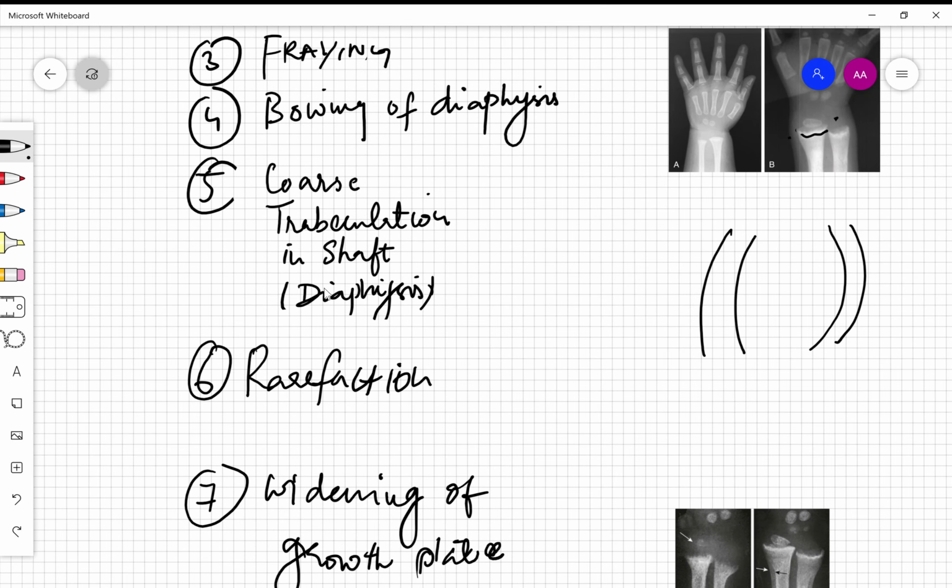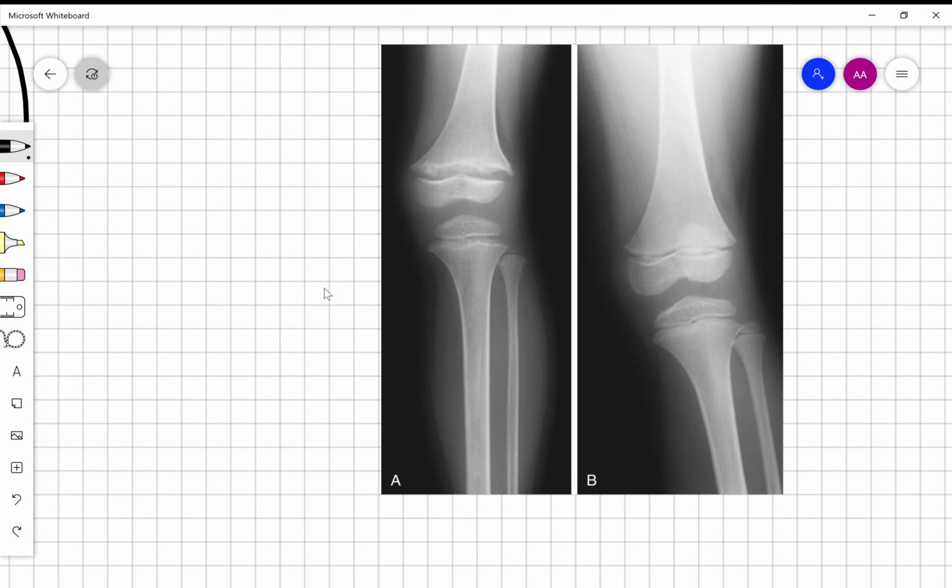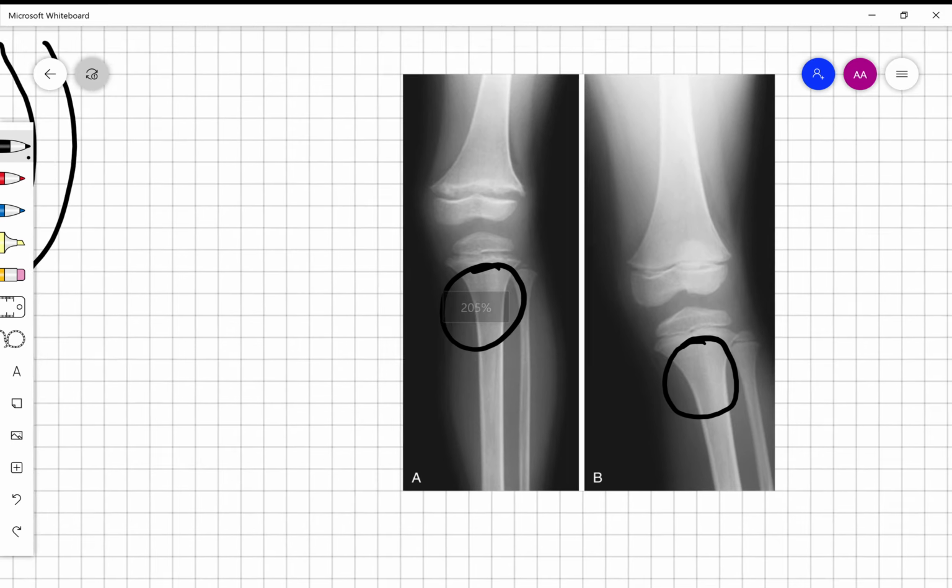The sixth one is rarefaction, or decrease in density of the bone. If you compare these two x-rays, one before treatment and one after treatment, this bone is very dense as compared to this one. You can see this is very important. Overall, the generalized density of the bone decreases.